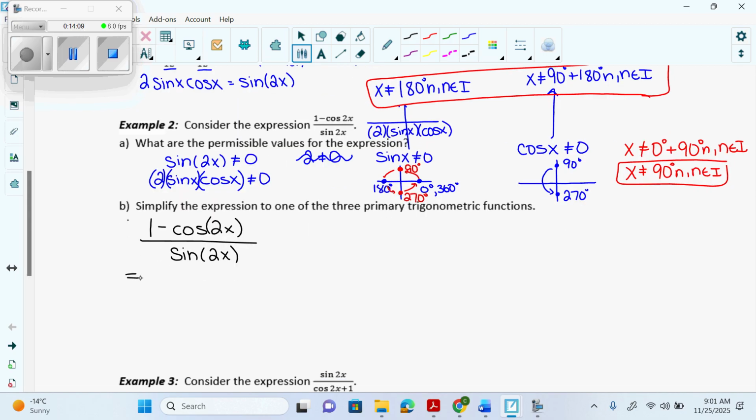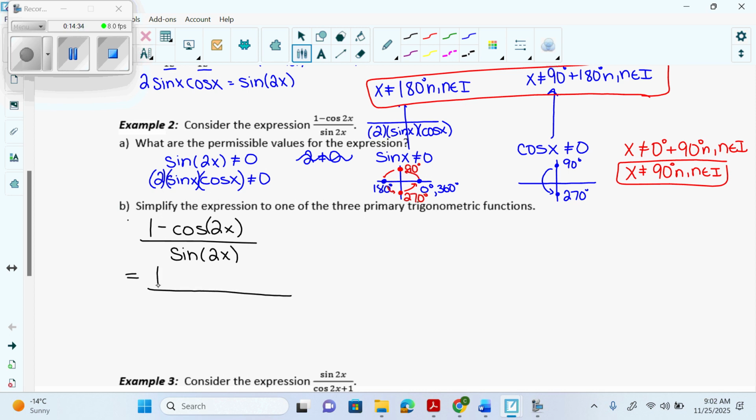Okay. I want to simplify this down to one of the 3 primary trig ratios. What does that mean? Which trig ratios? Sine, cos, and tan. Yeah, cos, sine, and tan. So it has to break itself down to one of those. All right? So the top one is more confusing to me because there's 3 options. Yes? So I'm going to deal with that one after.